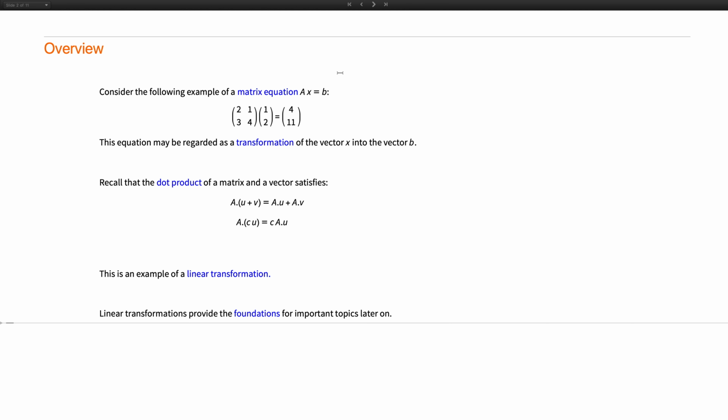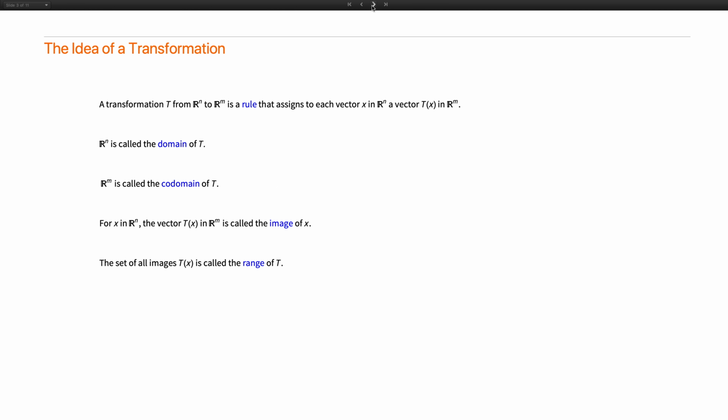Okay, so let's begin a little simpler and first of all talk about the idea of a transformation. So a transformation from one Rn to another Rm, let's say, is a rule which assigns to each vector x in the first Rn another vector T(x) in Rm. And the first set is called the domain. The second one is called the codomain.